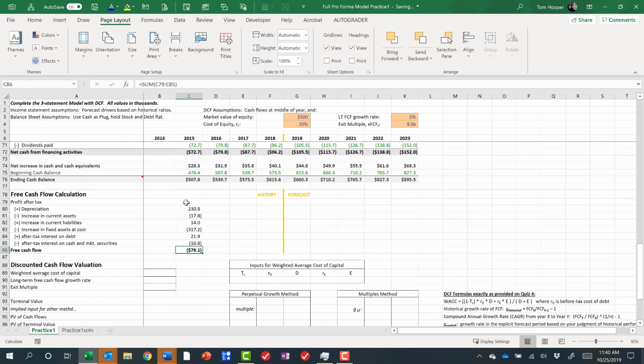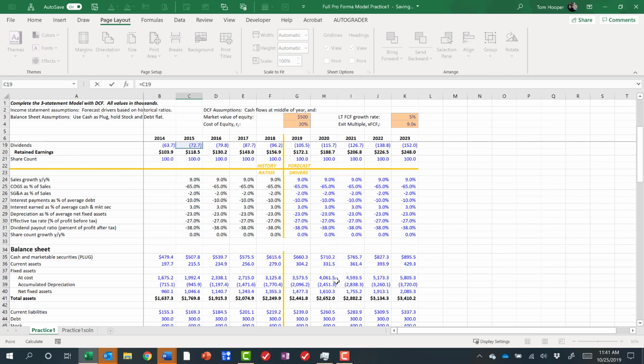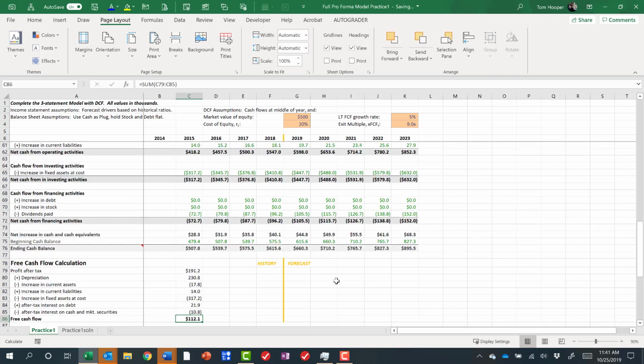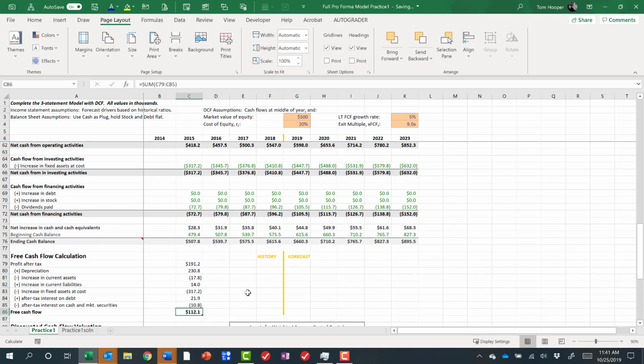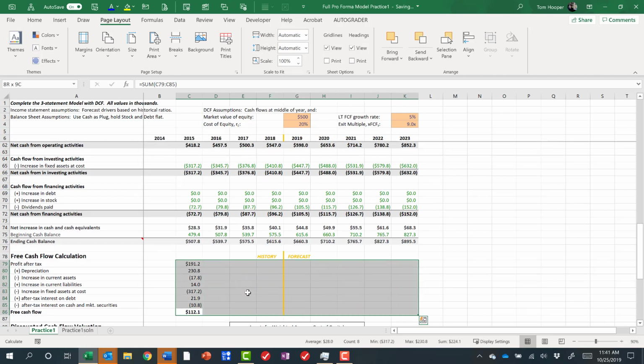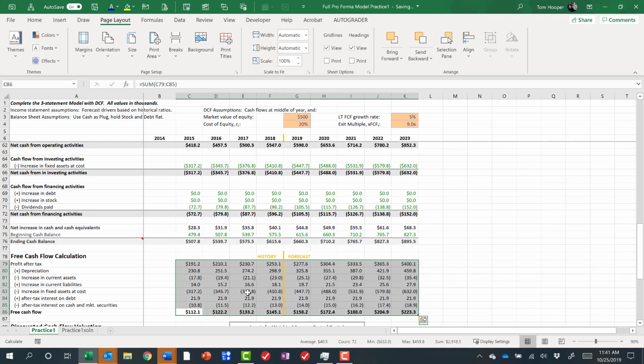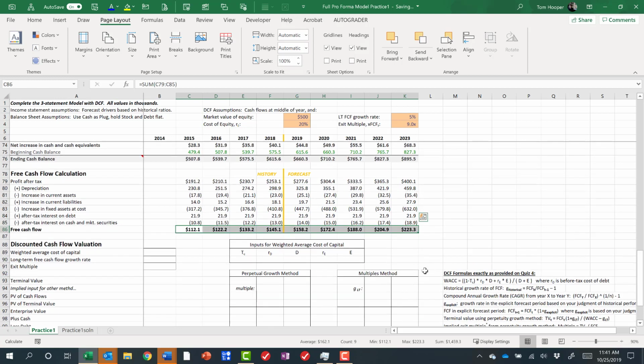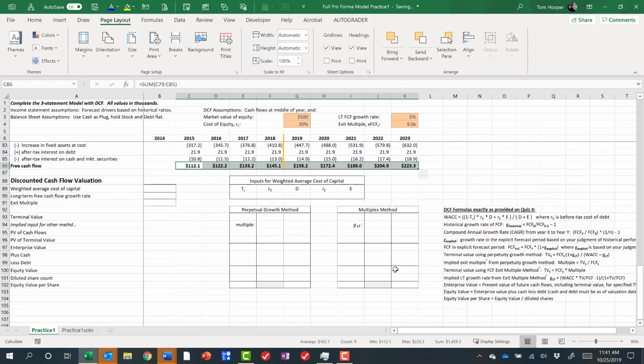Checking the solution, I see that I forgot to put in the profit after tax. So let me grab that, adjust my sum, and that should be the correct cash flow. We've now integrated all three statements, and we've calculated free cash flow from those statements. So we're ready to begin where we did in quiz 4 to do the DCF valuation.